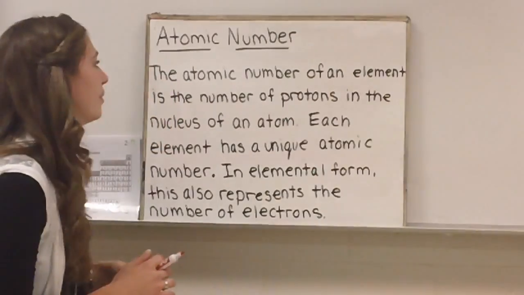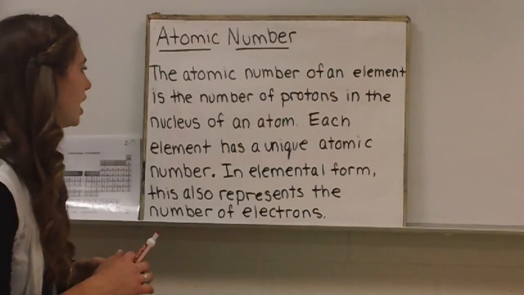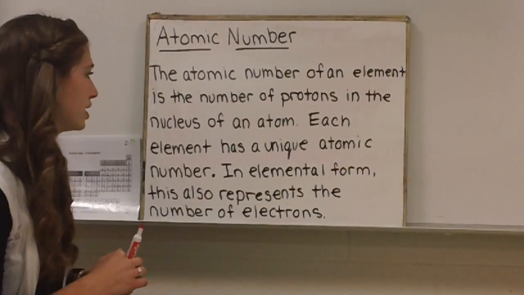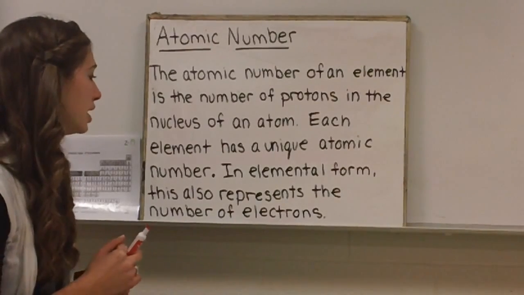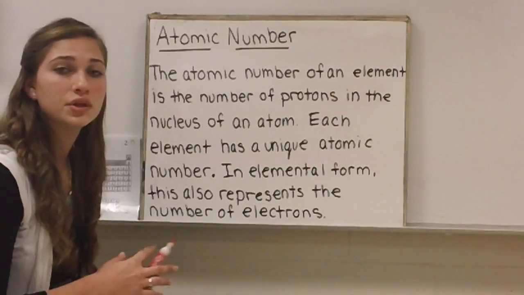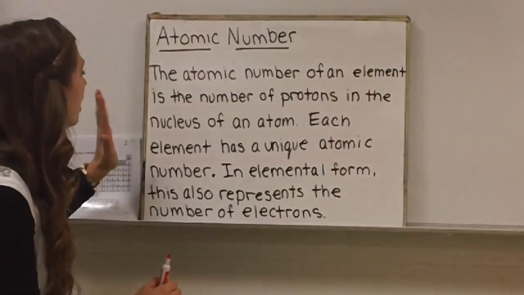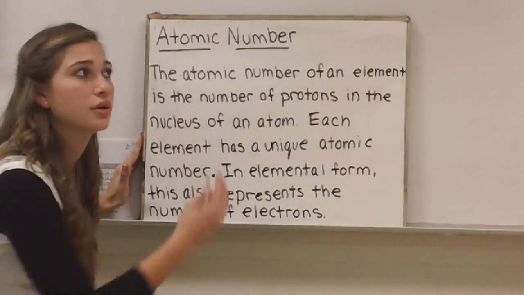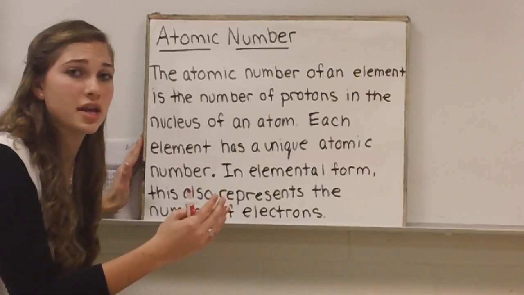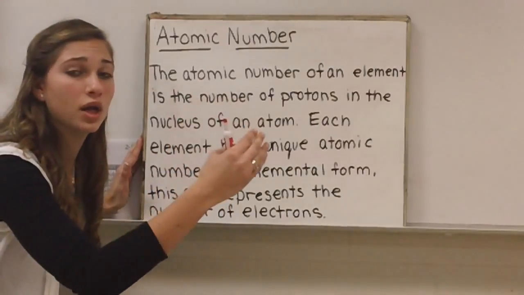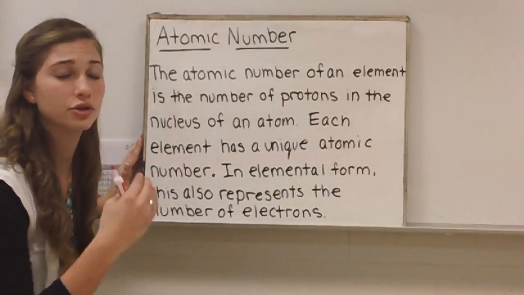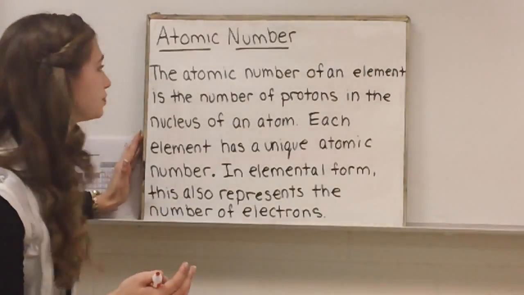So we need to know what an atomic number is. The atomic number of an element is the number of protons in the nucleus of an element. Each element has a unique atomic number. In elemental form, this also represents the number of electrons. So elements are arranged in order of atomic number. As you go across the periodic table, they're going to increase by 1 in atomic number, which means that there's one more proton as you go across the periodic table.